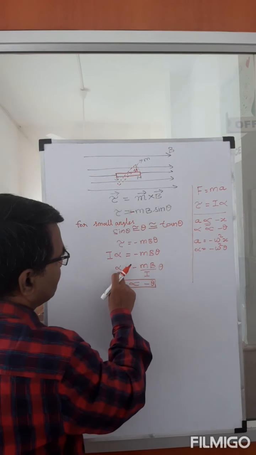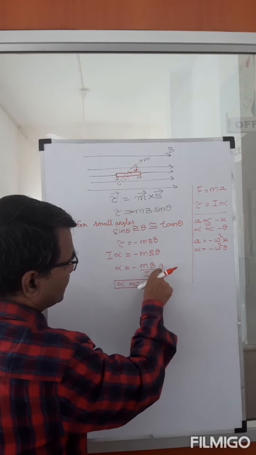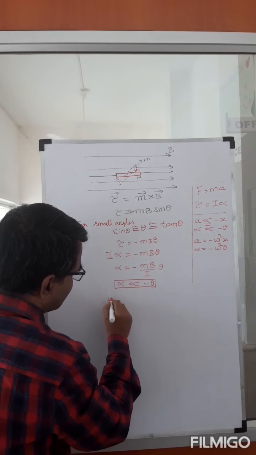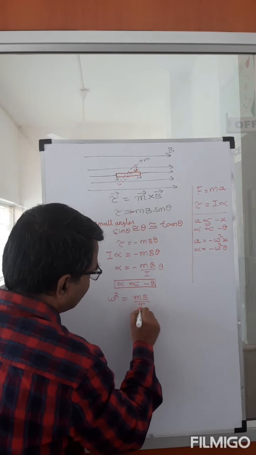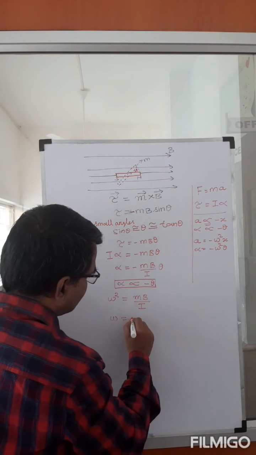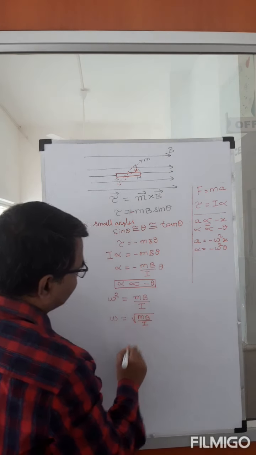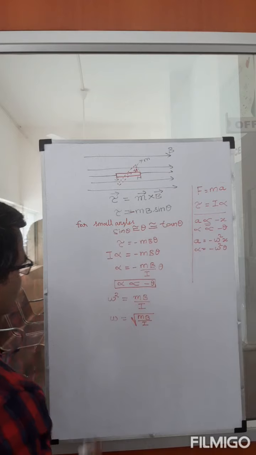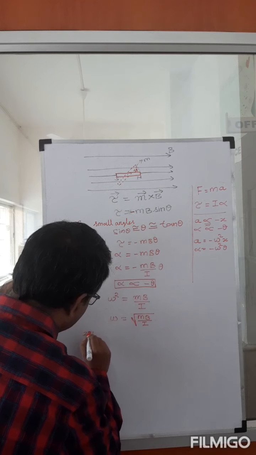So if you make this comparison, angular acceleration is equal to minus mB divided by I into theta. So this mB by I must be equal to omega squared. So omega squared must be equal to mB by I. So then what is omega? Omega is equal to square root of mB by I. What is omega? It is the angular frequency, which is 2 pi f.